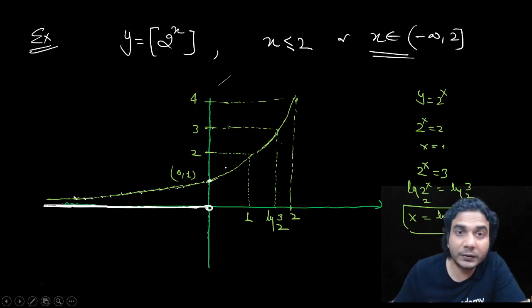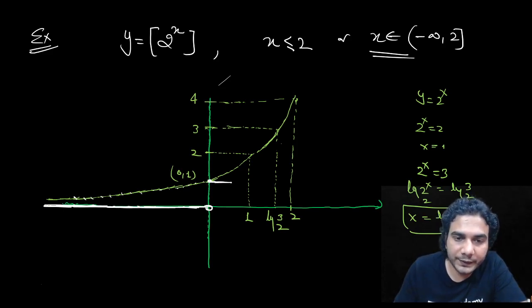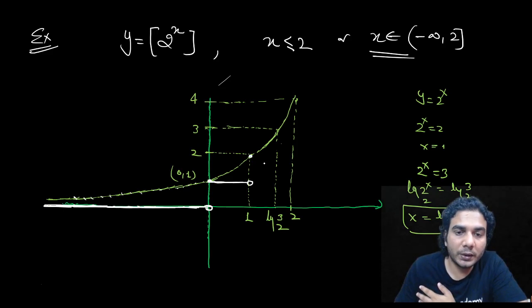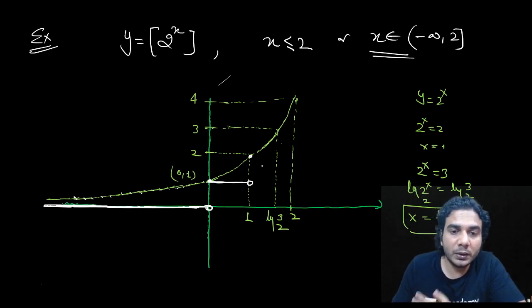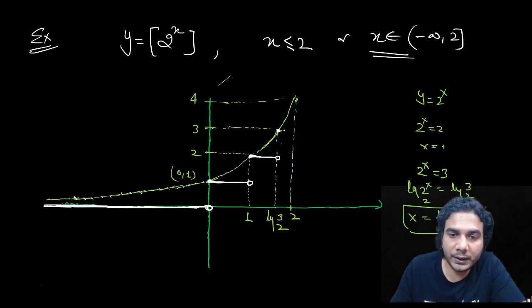Now at x is equal to 0, it becomes 1, so the greatest integer will be 1. And between 0 and 1, the greatest integer will be exactly 1. And at 1, it reaches 2, so now the greatest integer will also become 2. When x lies between 1 and log 3 base 2, then the greatest integer will be exactly 2. Similarly, when x lies between log 3 base 2 and 2, then the greatest integer is going to be exactly 3. But at x is equal to 2, 2 raised to x will become 4, so at this point, the greatest integer will be 4. Okay. So this is the graph.